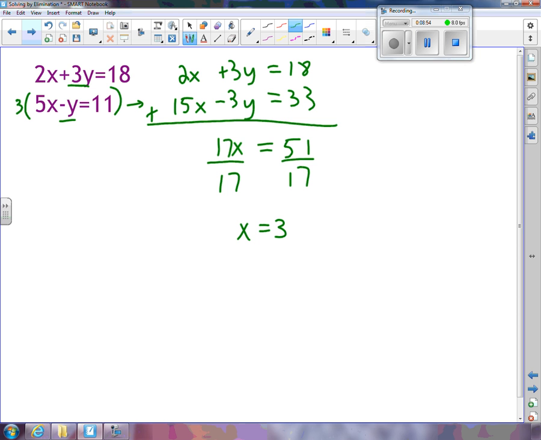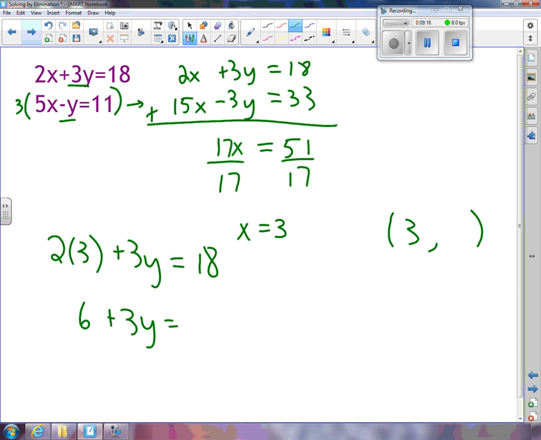Now I'm still not finished because I have to go back and figure out what the y is. Doesn't matter which equation you use, I'm going to use the top one. So here I have 2 times x, which I solved to be 3, plus 3y equals 18. So now I have 6 plus 3y equals 18. Solving this simple equation for y is going to lead me to get that y equals 4. So now that point is the point of intersection between the two graphs.